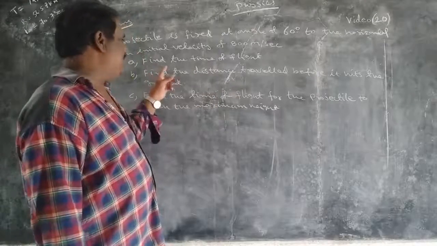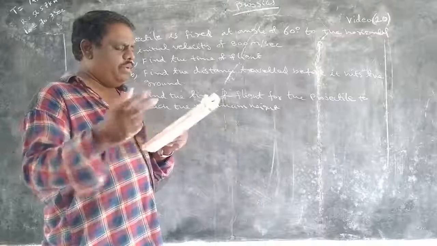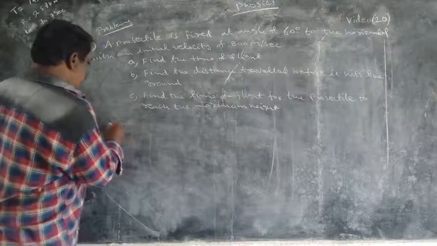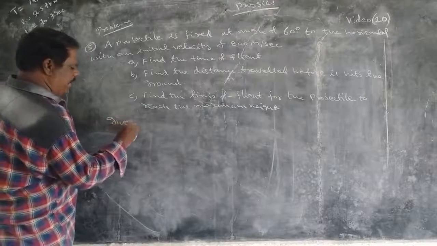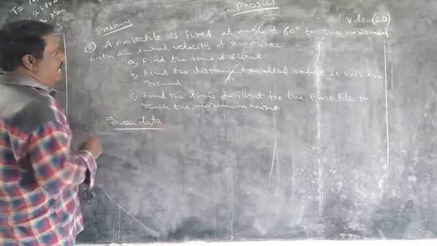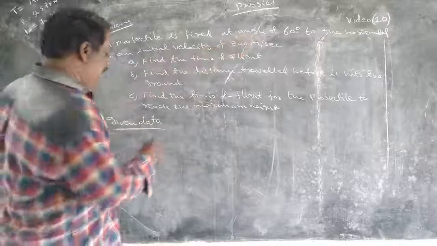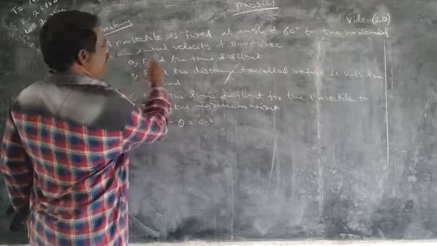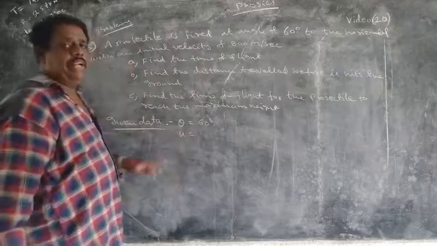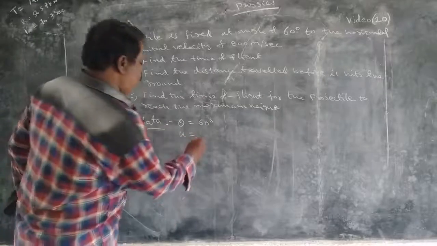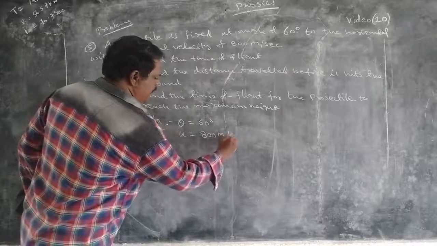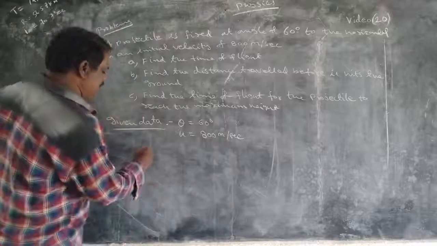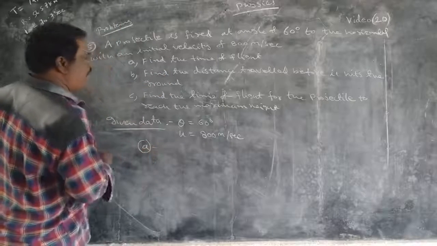So the first case, let us see. Find the time of flight. We know the formula for time of flight, we already discussed in the previous class. First, A case. First, the given data we have to write here. What they are given in the data: angle of projection theta is equal to 60 degree, with an initial velocity, denoted with u, 800 meter per second. In the A case, we have to find out time of flight.